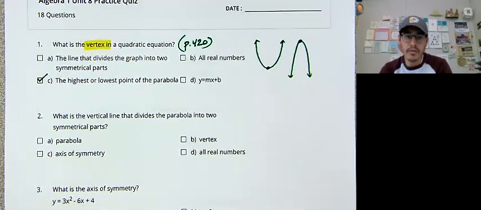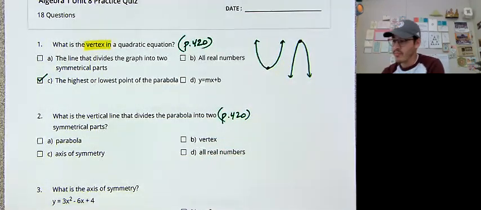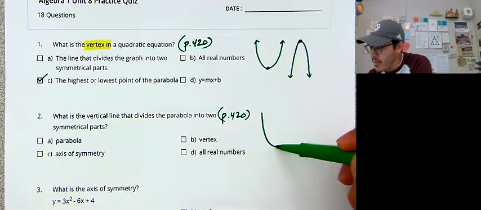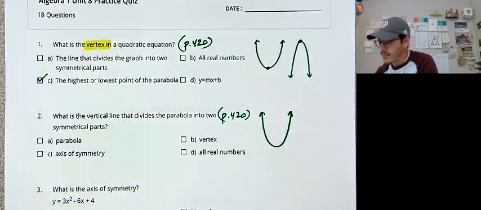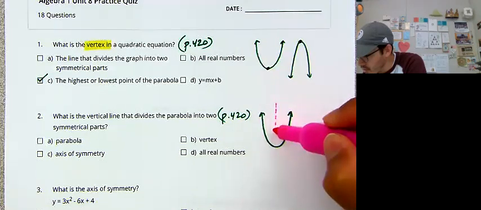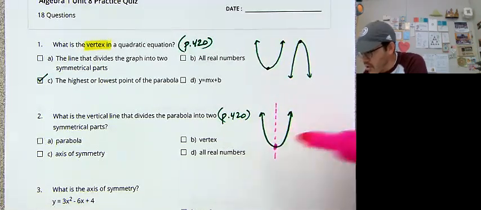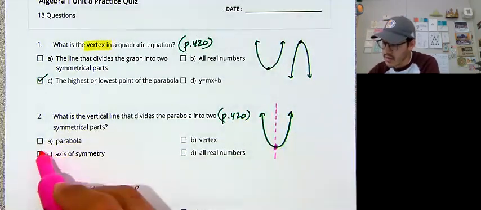All right, question number 2. What is the vertical line that divides the parabola into 2 symmetric parts? Again, the definition is on page 420 in your textbook. We know that a parabola is a very symmetric curve, and because of its symmetry, you can divide it into 2 mirror images. Notice we're drawing a vertical line that passes through the vertex. The name given to this line that I've done in pink is called the axis of symmetry.